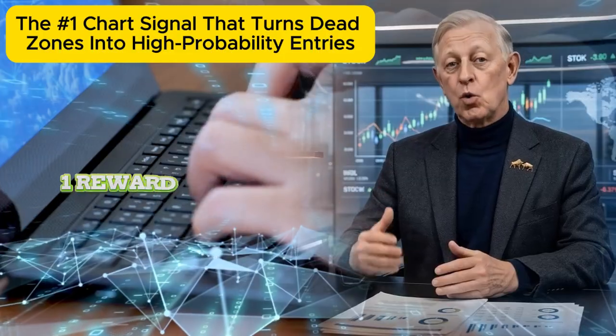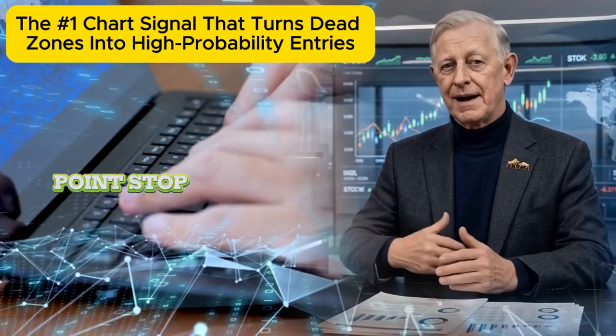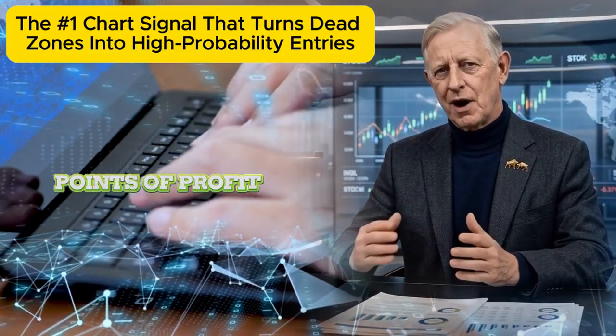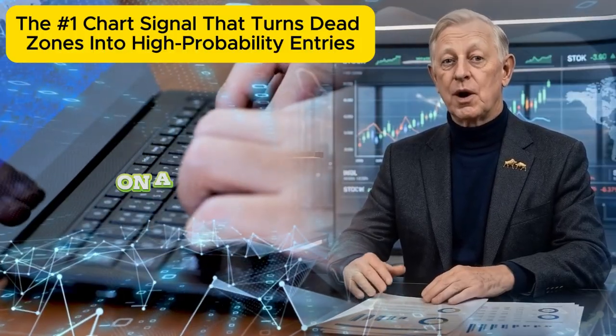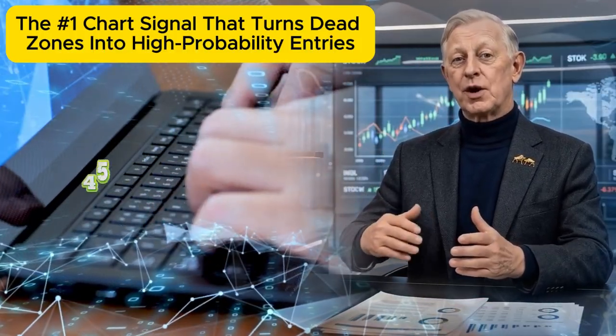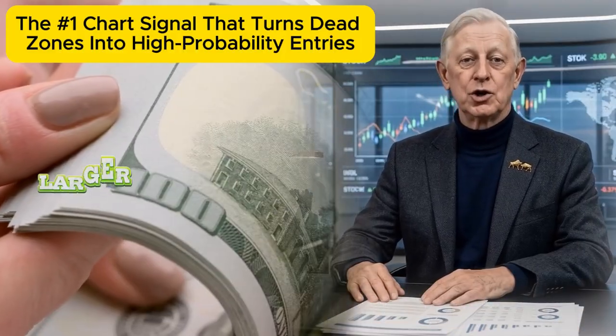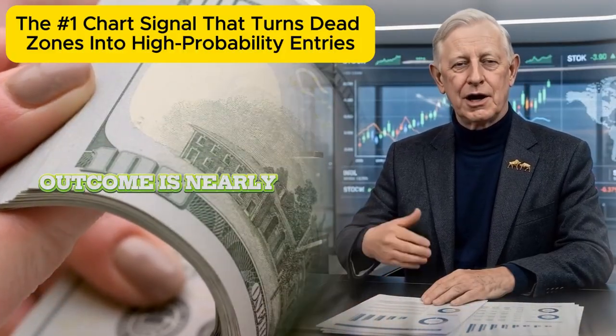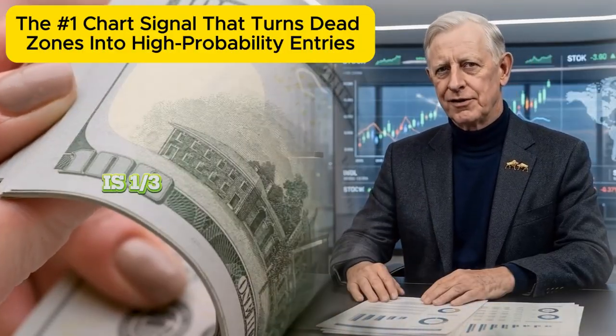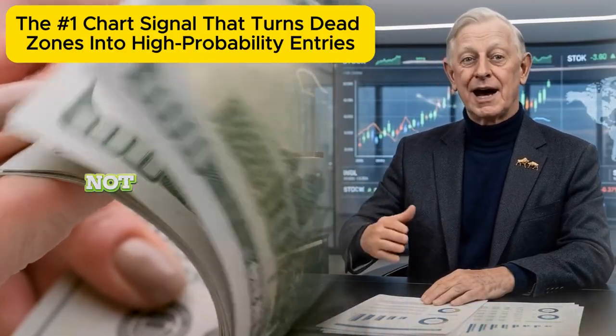A 3-to-1 reward setup on a 50-point stop gives you 150 points of profit. A 3-to-1 reward setup on a 15-point stop gives you 45 points of profit on a position that is more than 3 times larger. The dollar outcome is nearly identical, but the risk is 1/3 the size. This is not a trick.